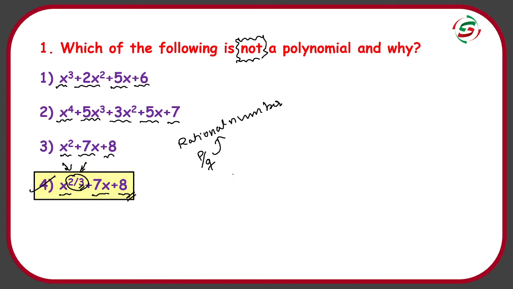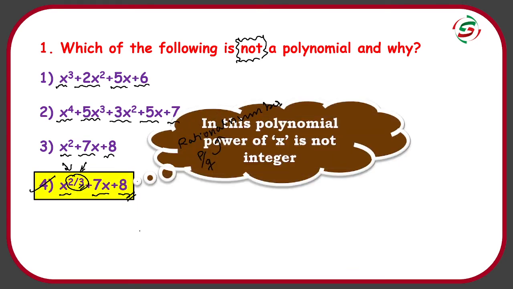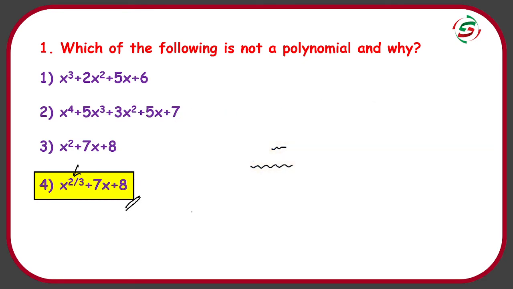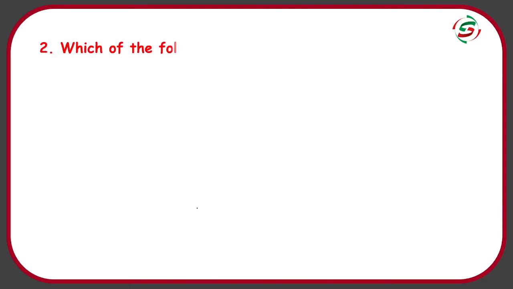Quickly we can move to the next problem. Before going to the next problem, you can just see the solution, that is, in this polynomial the power of x is not an integer. So that's why the fourth option is not a polynomial. Clear? Okay. See the next problem.